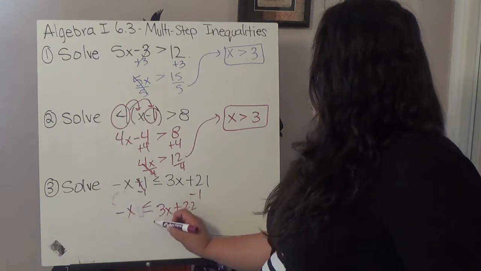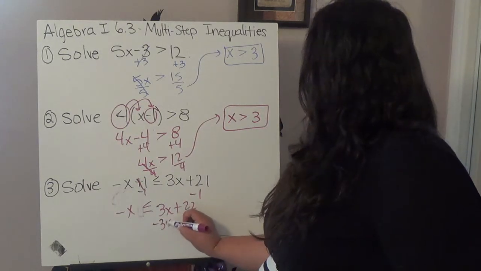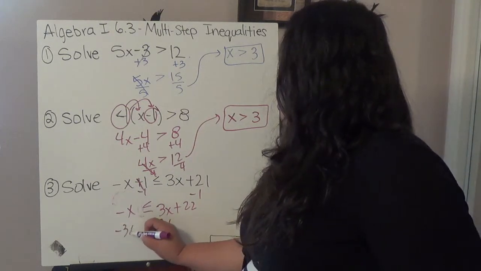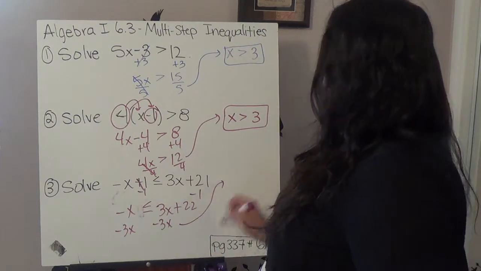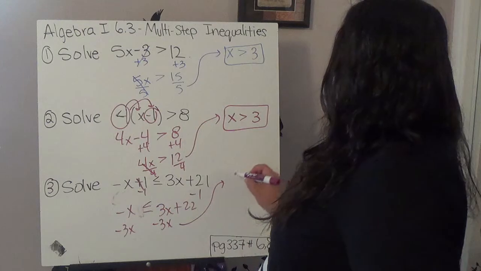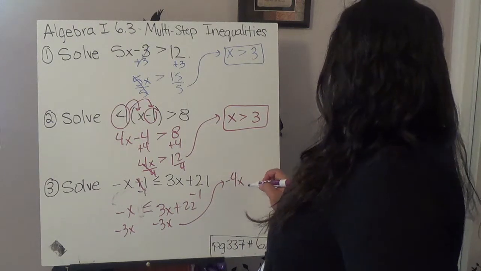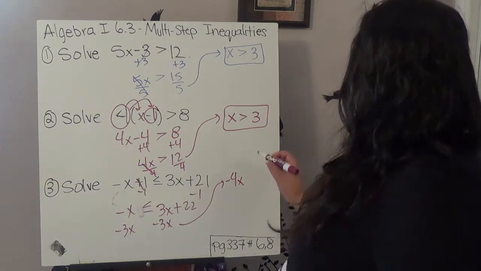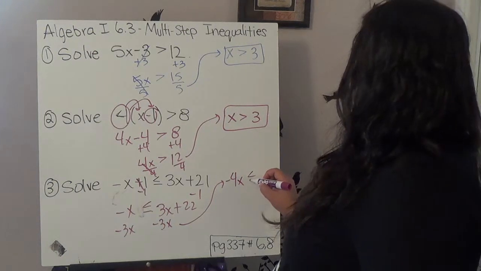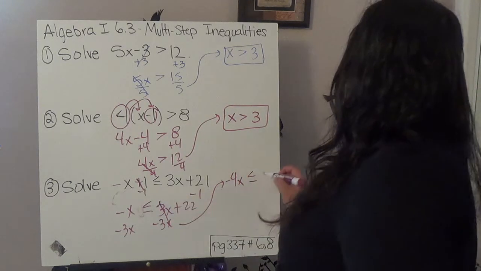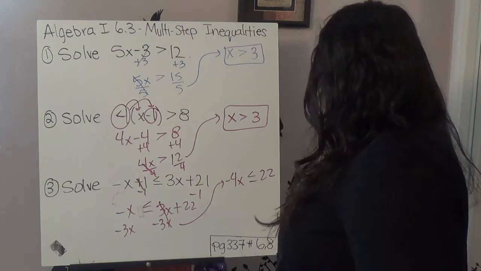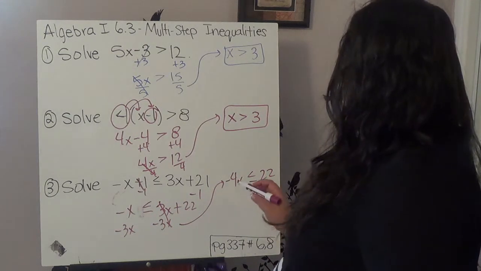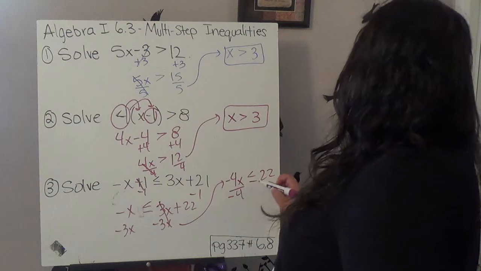Then from here I'm going to subtract 3x from both sides. 1x minus 3x gives me negative 4x is less than or equal to, this cancels out, 22. Alright, so then from here I divide by negative 4.